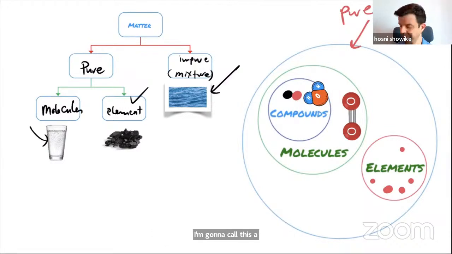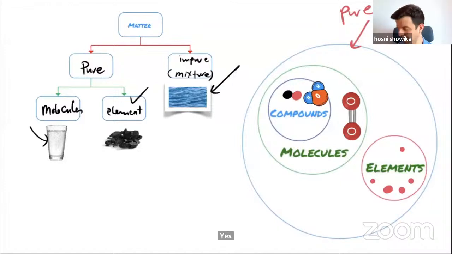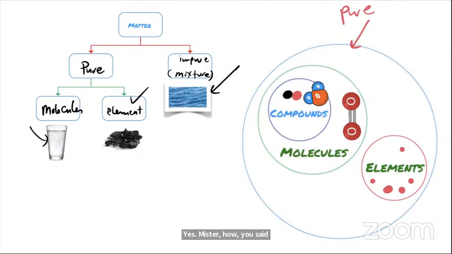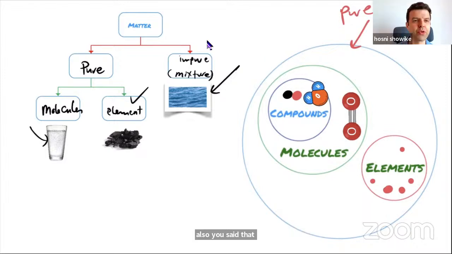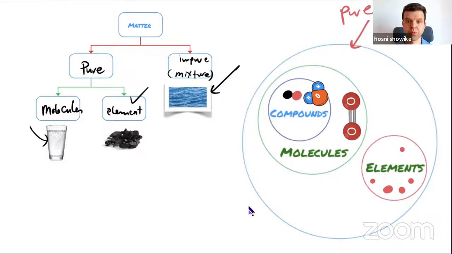Badr, you have a question? Yes. I'm listening, Mr. You said that oxygen is a molecule, not a compound, because there are two O's, oxygen, with nothing different. But you said also that water is a molecule, but water is H2O, meaning hydrogen and oxygen. So how can both be molecules, and one is different and the other is not?